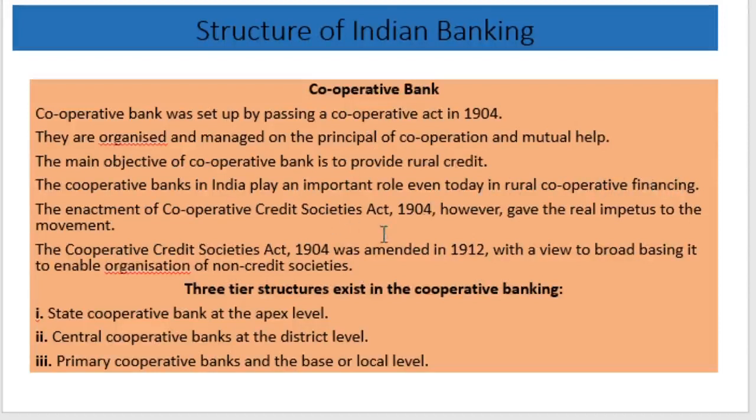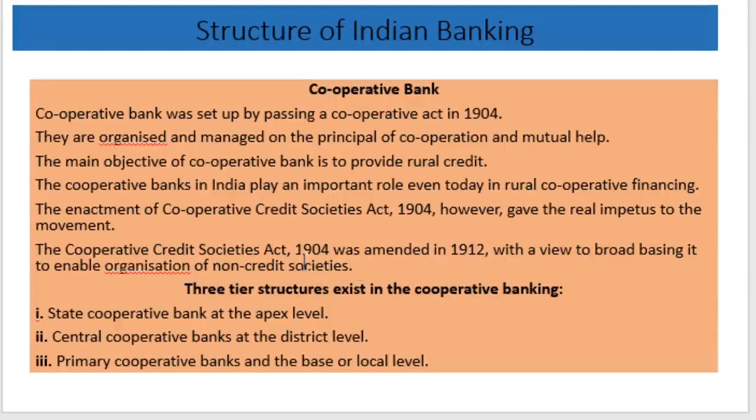The enactment of the Cooperative Credit Societies Act 1904 gave an impetus to the cooperative movement in India. The Cooperative Credit Societies Act 1904 was amended in the year 1912 to enable the formation or organization of non-credit societies.